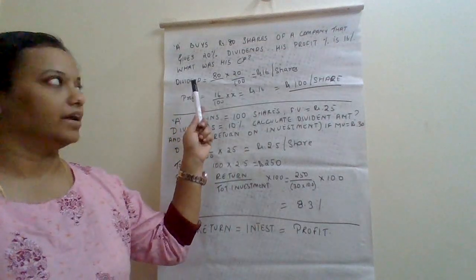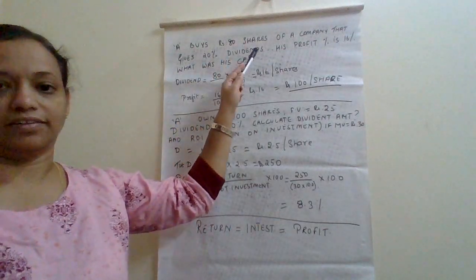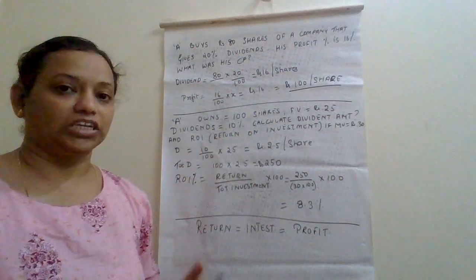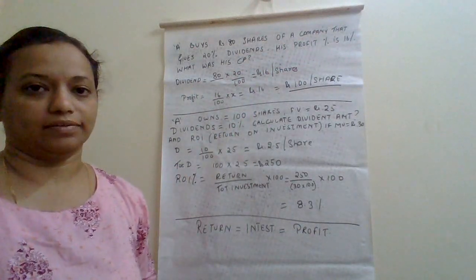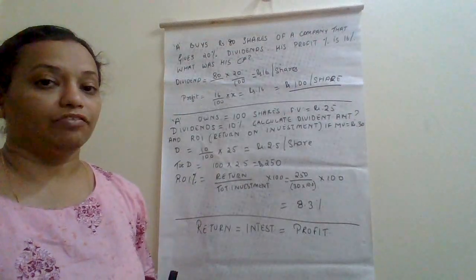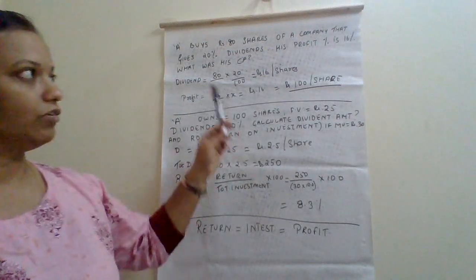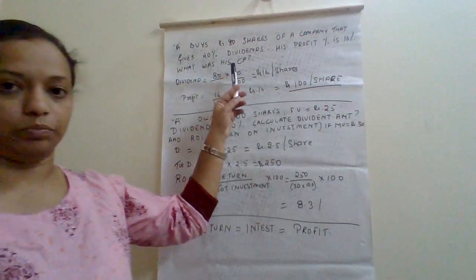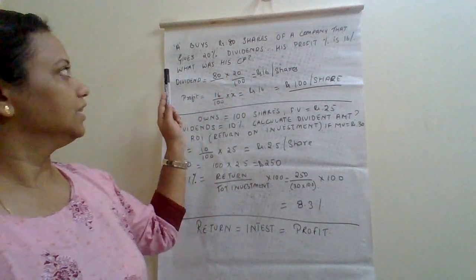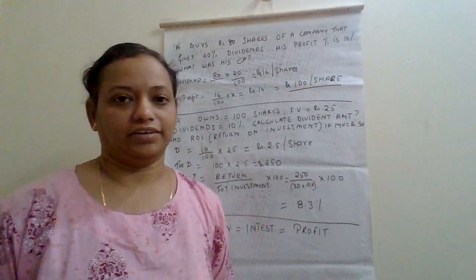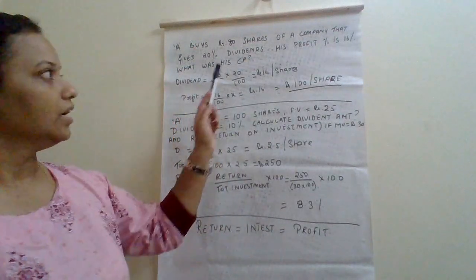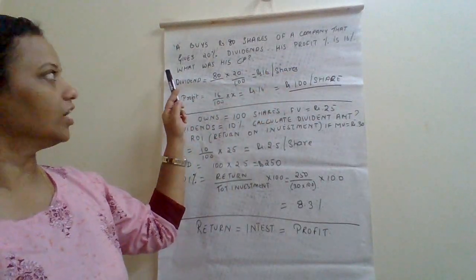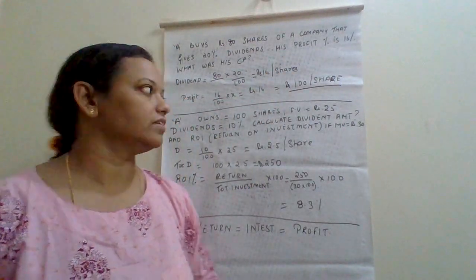If A buys rupees 80 shares of a company, that means he is buying a share which is 80 rupees. That is the face value of that share. What is face value? The nominal value. The nominal value of the share is 80 rupees. That gives them 20% dividend. His profit is 16%. So they're asking you to find what was his cost price.